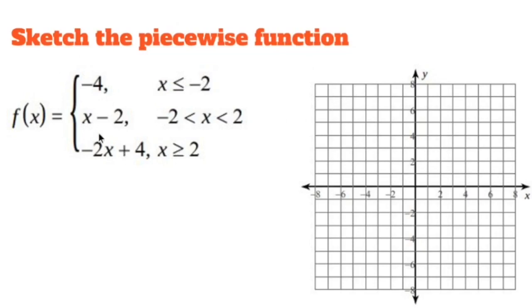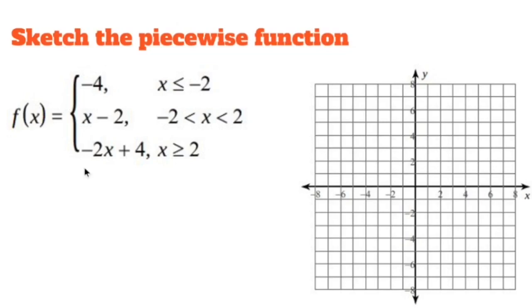But here we are. I have essentially three graphs being drawn on the same picture, but I only care about what happens in specific areas. So this is what I'm going to do. I'm going to graph the entire function where it needs to be, and then I'm going to cut it off where I have to cut it off.